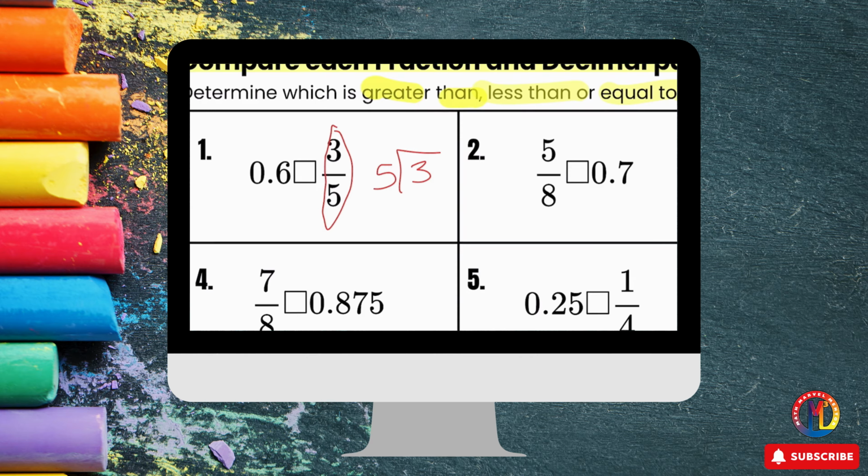3 divided by 5, 5 goes into 3 0 times. I add in my decimal point, 5 goes into 30 6 times. 6 times 5 is 30. It goes in evenly. So 3/5 is the same as the decimal 6/10, and so the values are equal to.